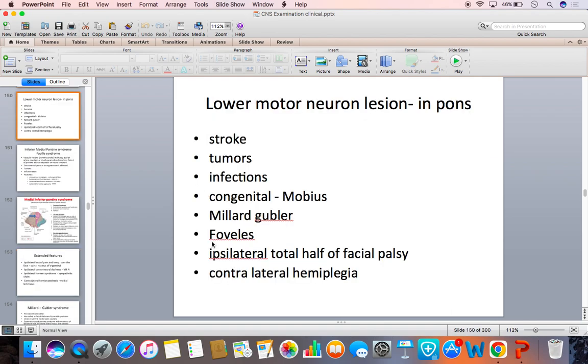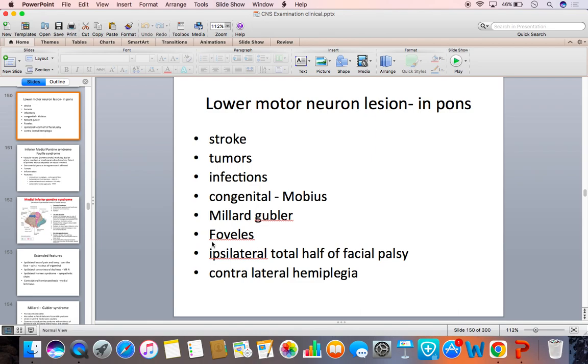Then lower motor neuron lesions. In the pons, the lower motor neuron starts from the nucleus of the facial nerve and runs along its course to supply the muscles of the face.